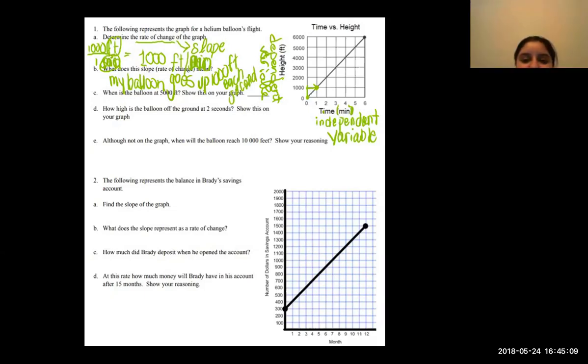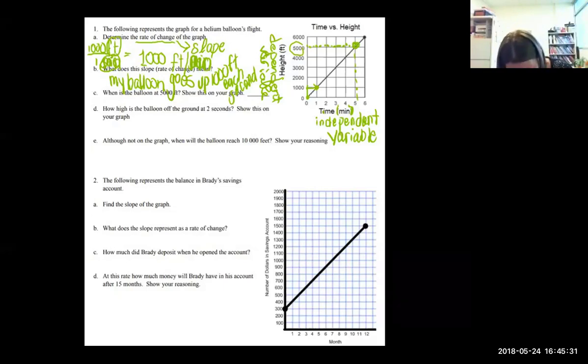Yes. Okay, great. So next question says, when is the balloon at 5,000 feet? Show this on your graph. So here's my 5,000 feet. I'm just going to go over horizontally to my graph, and I can see that it hit 5,000 feet at 5 minutes. I keep doing that. 5 minutes. Thank you, keep me in line.